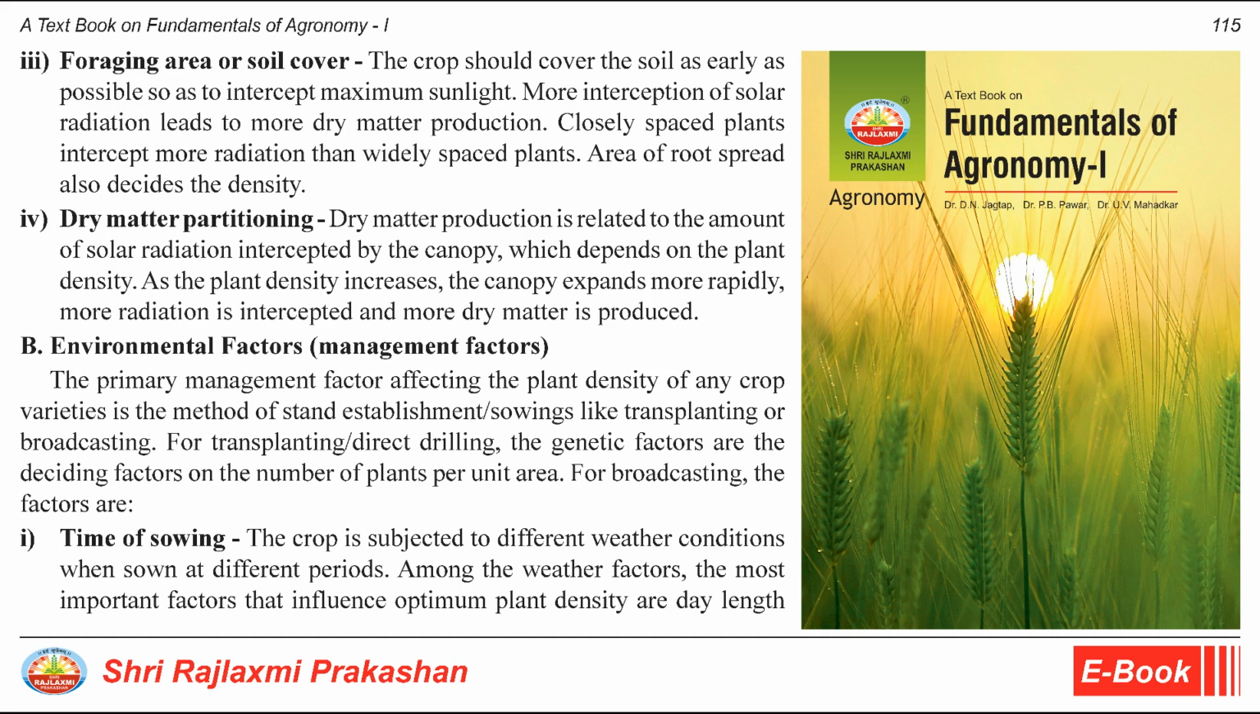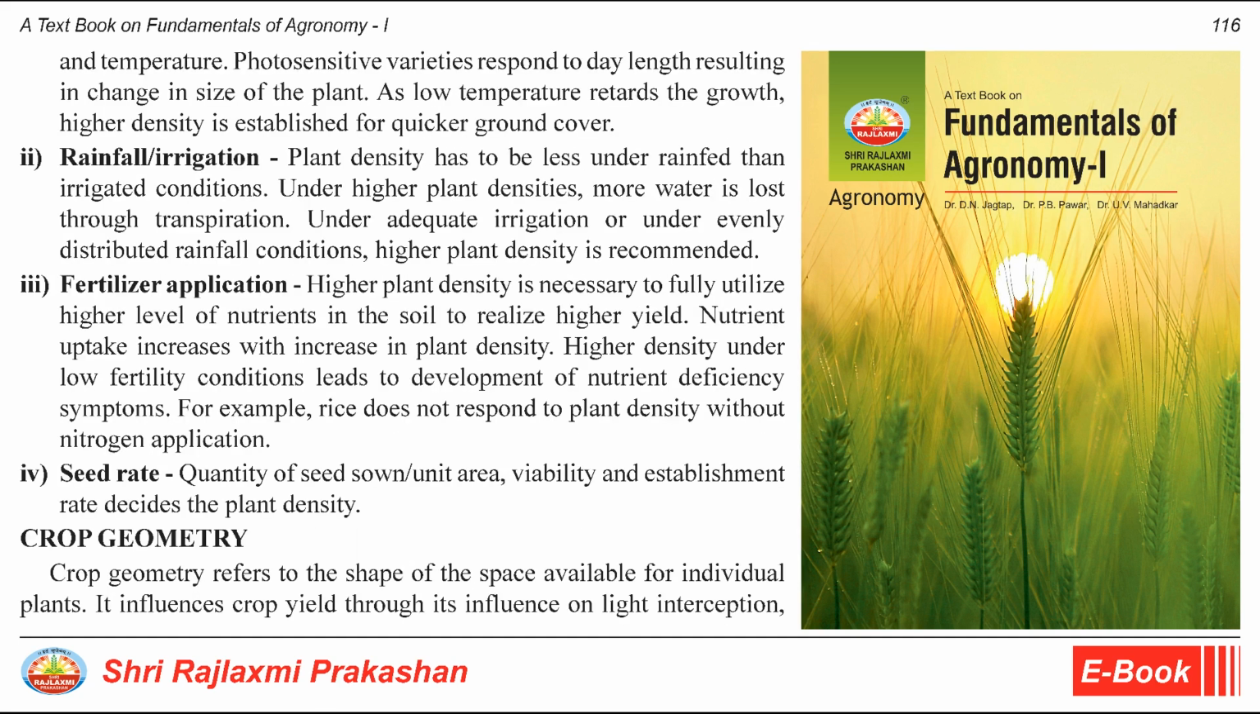Time of sowing. The crop is subjected to different weather conditions when sown at different periods. Among the weather factors, the most important factors that influence optimum plant density are day length and temperature. Photosensitive varieties respond to day length, resulting in change in size of the plant. As low temperature retards the growth, higher density is established for quicker ground cover.